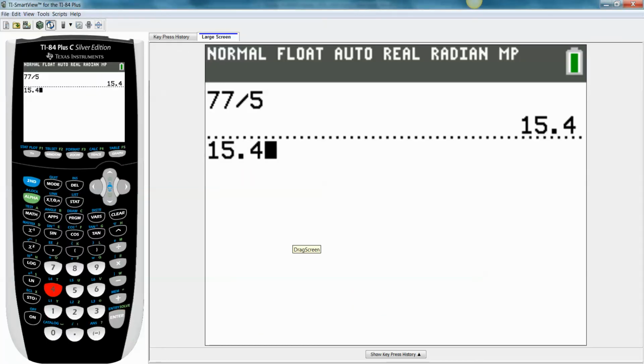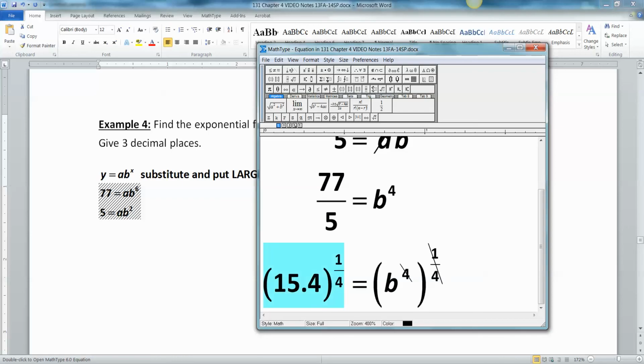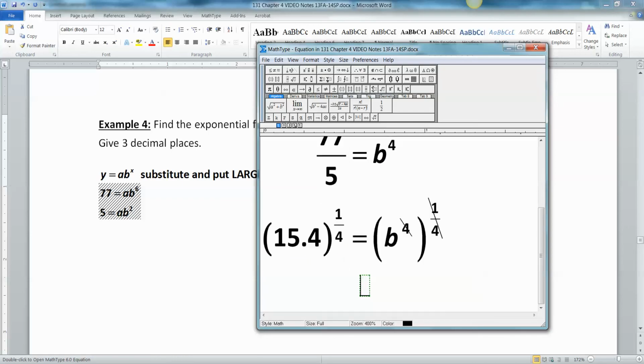So 15.4 to the 1/4. And again, with the old calculators, you'll have to put that 1/4 in parentheses. And so it's 1.98098. So 1.981, because it wanted 3 decimal places. So b is approximately 1.981.